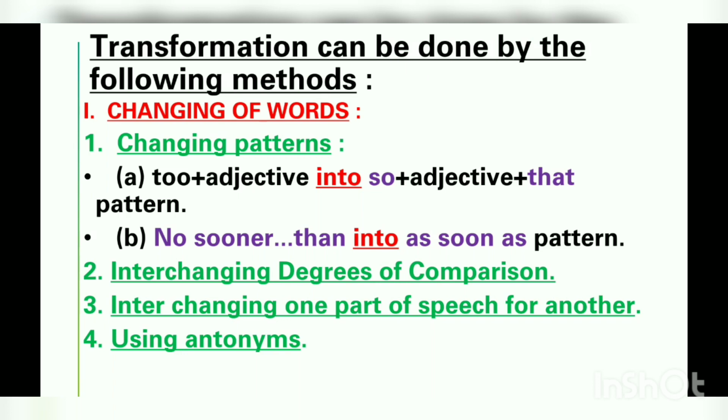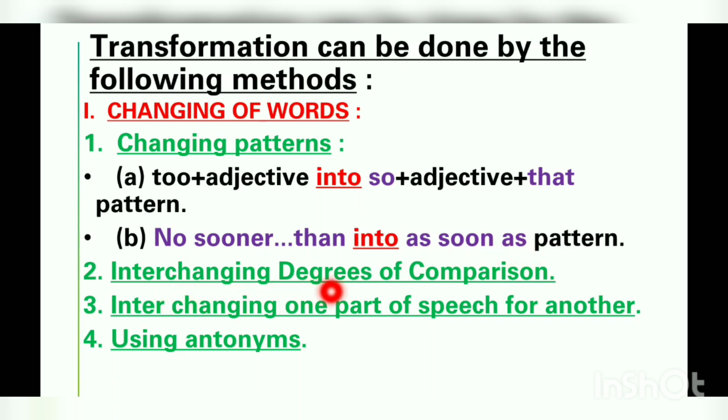The first one is changing of words. The first method by which we can transform a sentence is by changing of words. And in changing of words, we have four ways. The first one is changing patterns. In changing patterns, we have too plus adjective, which can be changed into so that form, or so plus adjective plus that pattern. And then the next one is no sooner than into as soon as pattern, or vice versa, as soon as pattern to no sooner than pattern.